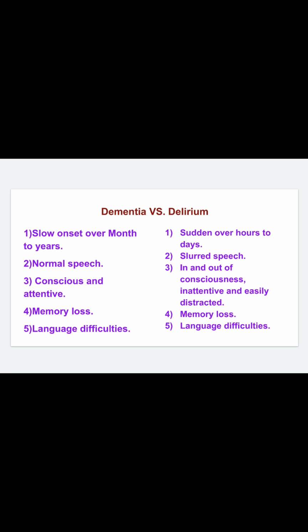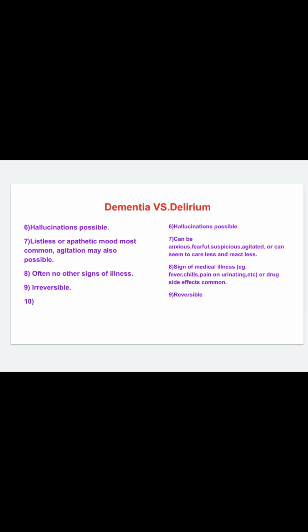And a dementia patient has a listless or apathetic mood, which is most common. Agitation is also possible. A delirium patient can be anxious, fearful, suspicious, agitated, or can seem careless and unreactive. A dementia patient often has no other sign of illness. A delirium patient has signs of medical illness such as fever, chills, pain, or urinary problems, and drug side effects are common. Dementia is irreversible, and delirium is reversible.